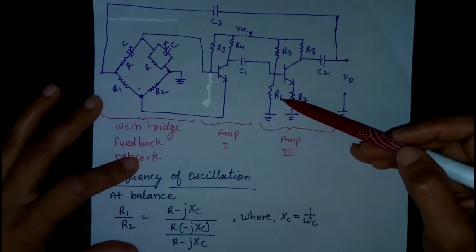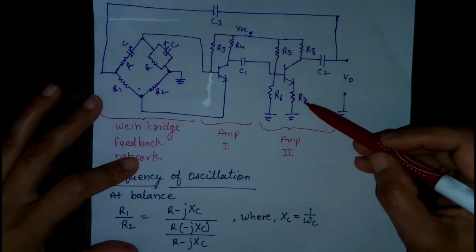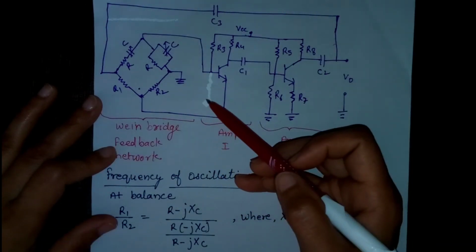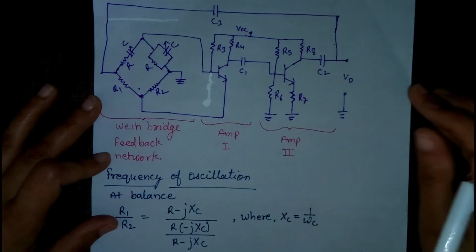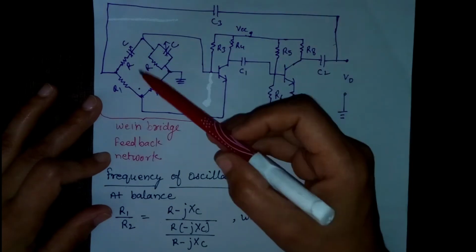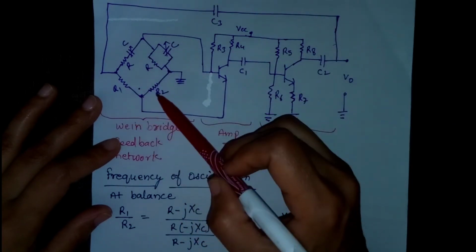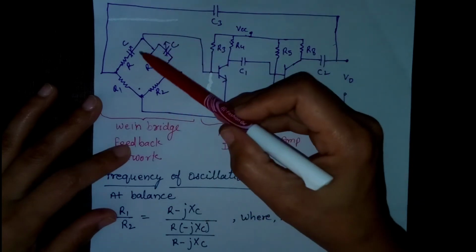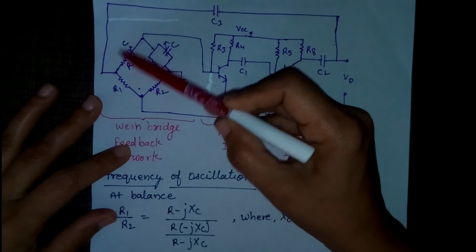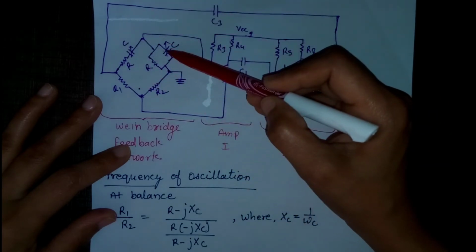R5 and R6 are the biasing resistors. R7 is the resistor which stabilizes the operating point. Now we will analyze the circuit to find the frequency of oscillation. At balance condition, the ratio of these two branches, R1/R2, is equal to the ratio of these two branches, means the impedance of this branch to the impedance of this branch.